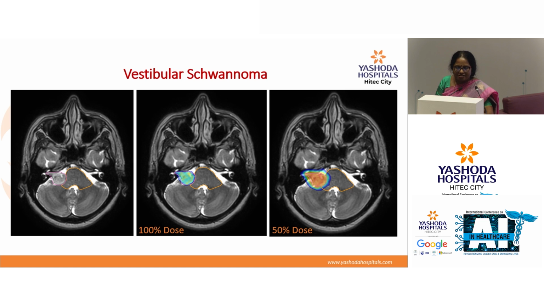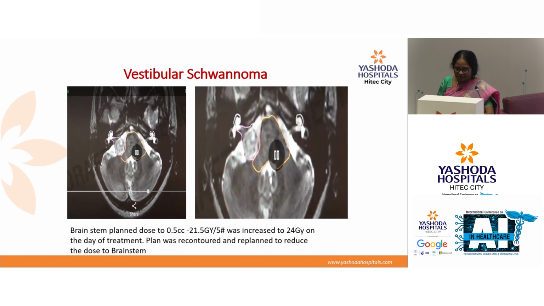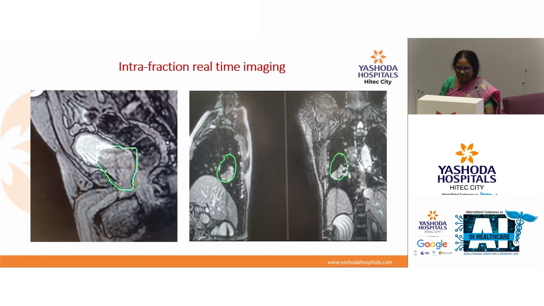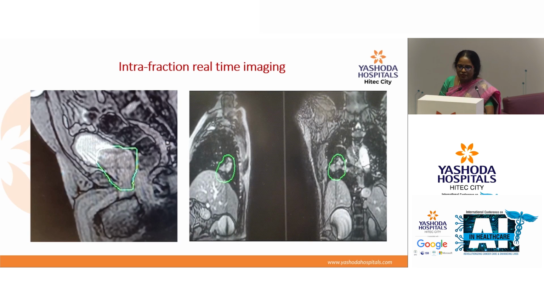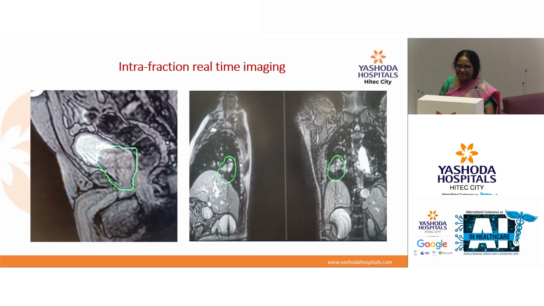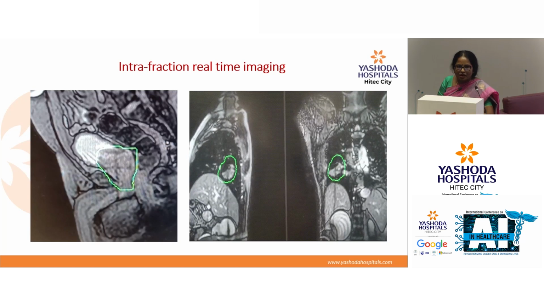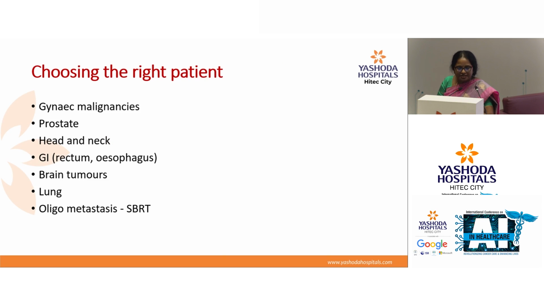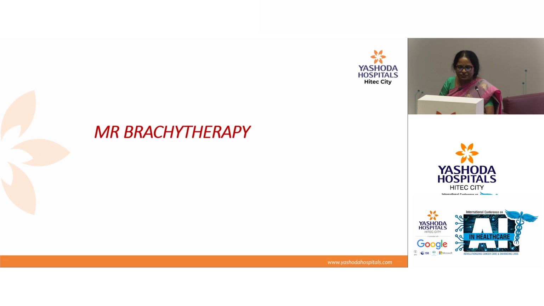The vestibular schwannomas, where you can see the tumors very clearly, and prostate tumors. I think in the interest of time, I will stop here. Even the small lung tumors, you can track them while they are getting treated. And if at all it is passing out of the target, then the beam will be automatically switched off. And there is a lot of future which is going to happen in this field.